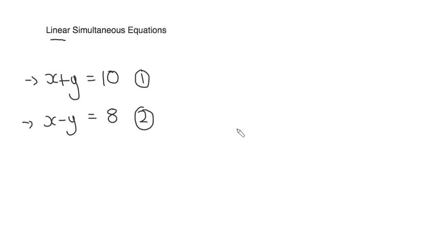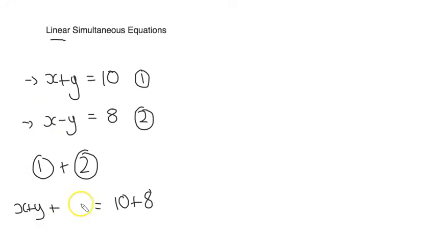So what we're going to do here is add equations 1 and 2 together. And how does that work? Well, on the right hand side it's just going to be 10 plus 8, and on the left hand side it's going to be x plus y plus x minus y. And then if we simplify this, we have x and x, which is 2x, and the y and the minus y cancel, and then we have 10 plus 8, which is 18, and that means when we divide by 2 that x is going to equal 9.